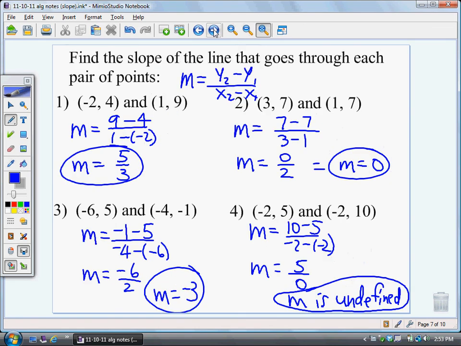And then there are 4 examples. I said I would use the formula, but you can choose to do it any way you want. Remember, you can switch the formula and do 4 minus 9 and negative 2 minus 1. Your answer is still the same as what we have here.